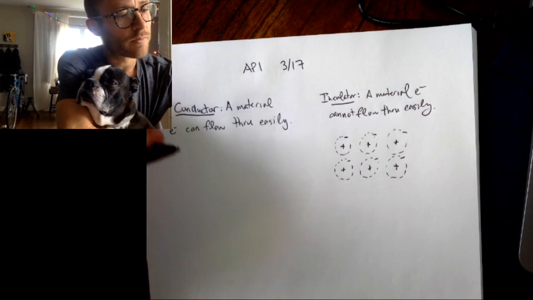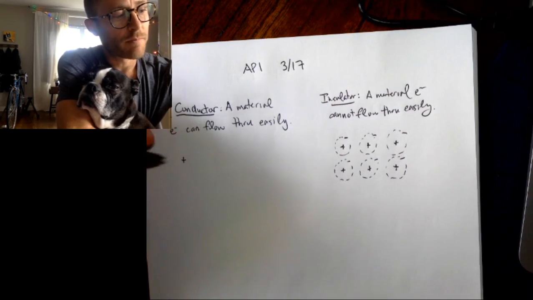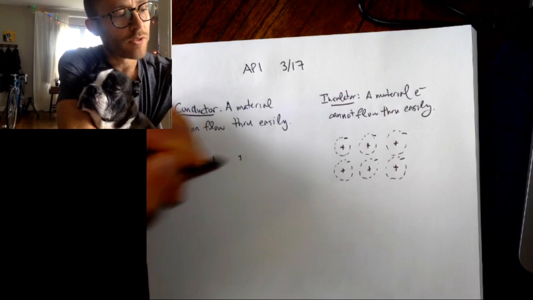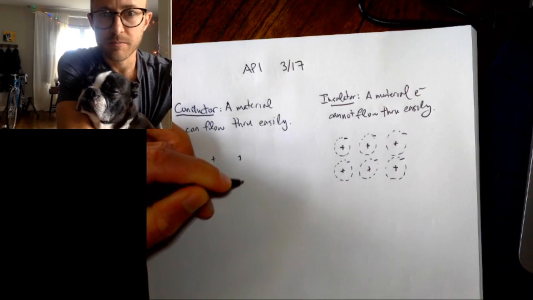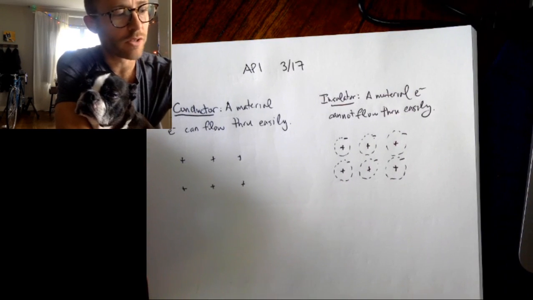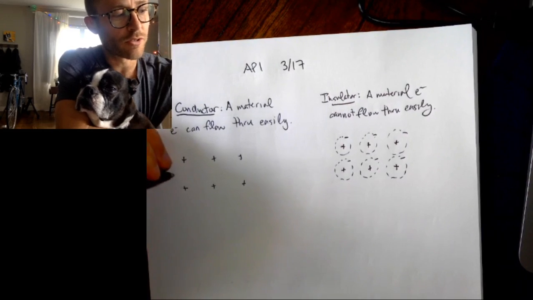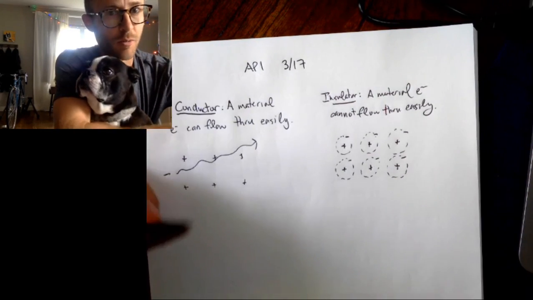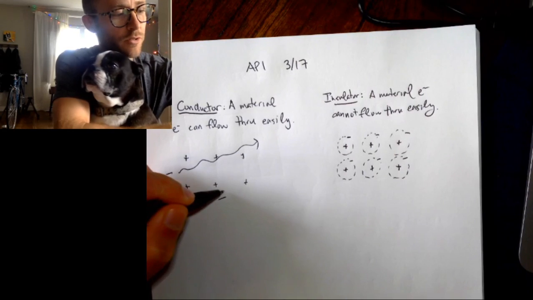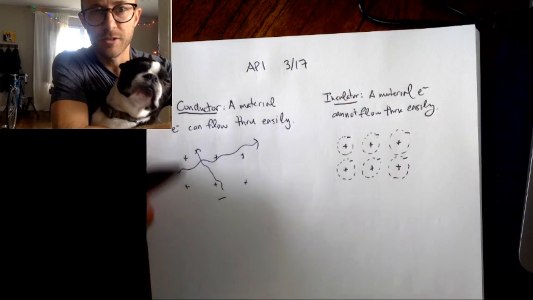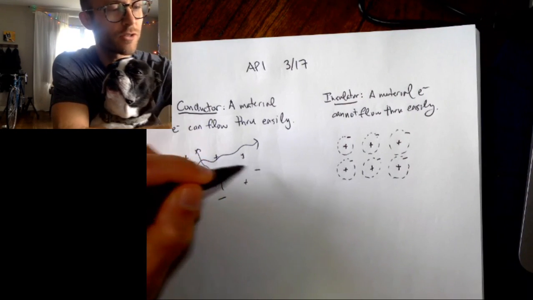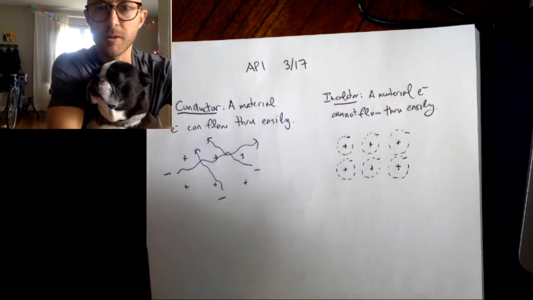For a conductor, you have the nuclei, but the electrons are not stuck to their individual nuclei. The electrons are literally just flowing wherever they want to go throughout the material. They are not attached to their nuclei anymore. They can just go wherever they want to go.